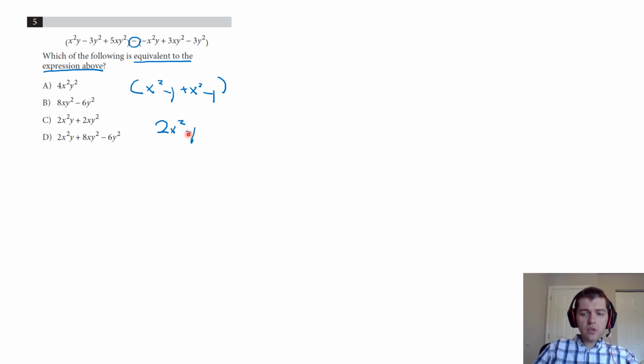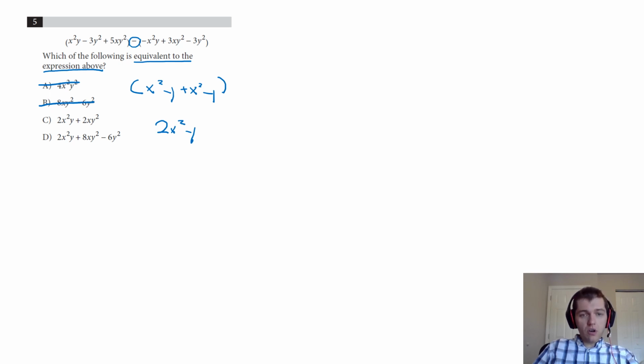And this time, you can go over and look at what solutions you have available to you. It will have to have this 2x squared y term available. So you can eliminate A, it does not have that term available. You can eliminate B, it does not have that term available. That leaves you with only C and D.